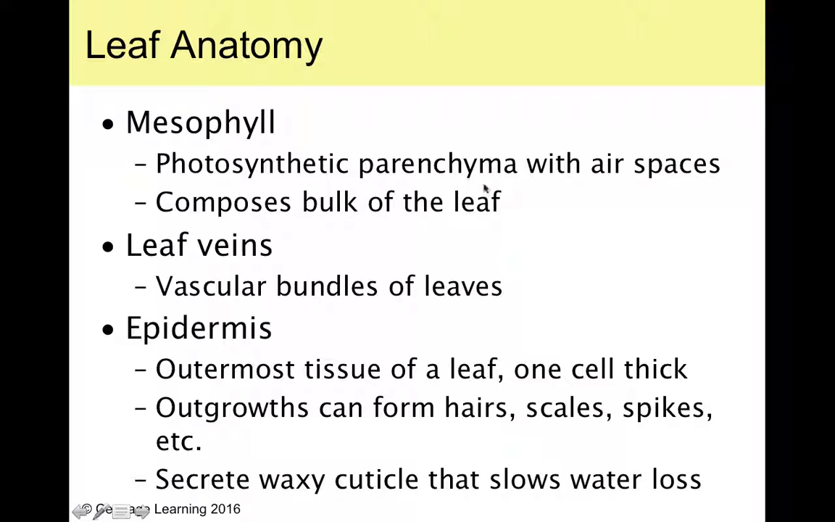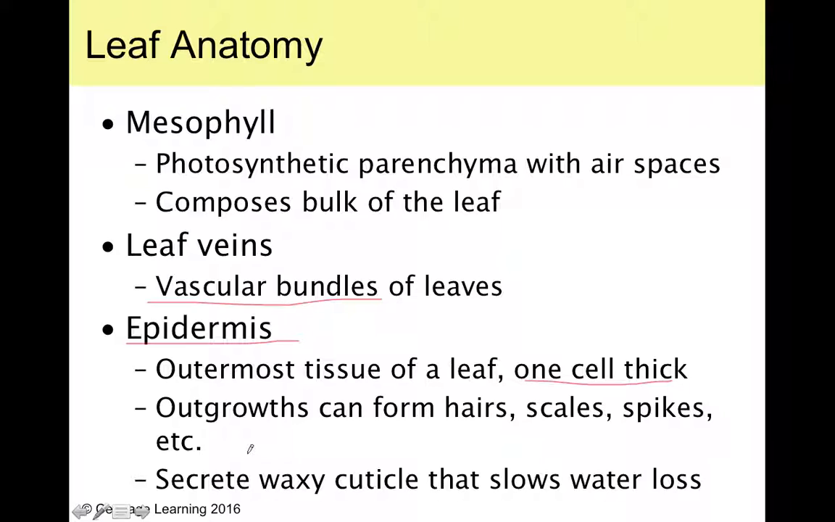And the photosynthetic parenchyma is in here with air spaces, so a lot of the photosynthesis is happening here. It's the bulk of the leaf by far. There are leaf veins, and leaf veins are the special name we give to vascular bundles, which is xylem and phloem, that are running through the leaf. The epidermis, not surprisingly, is the outermost cell layer of a leaf. It's one cell layer thick, with very, very thin epidermis.